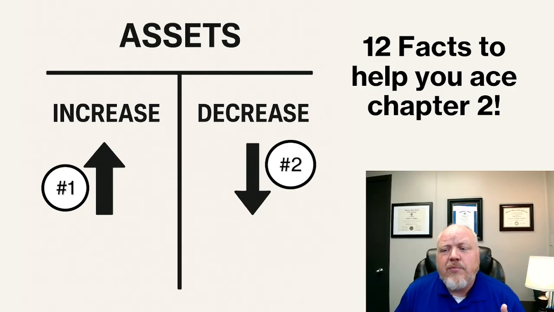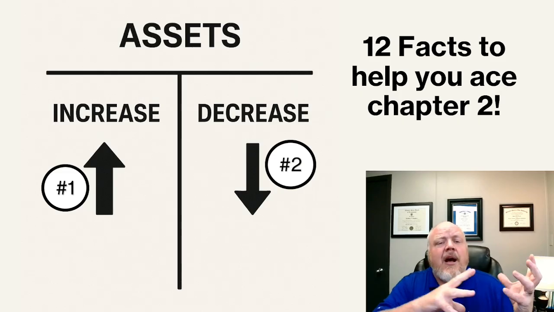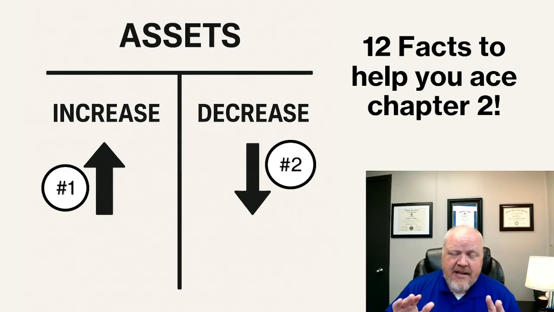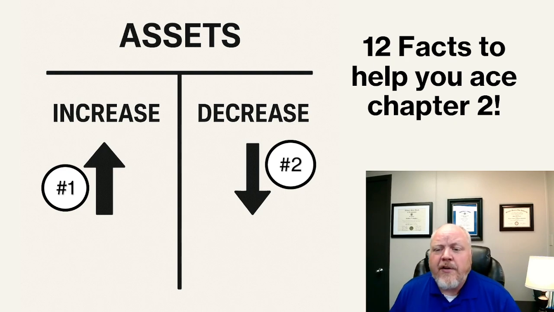So the first one is that each of these accounts have the debits and the credits work in different ways. And so some accounts, a debit increases the balance. Some accounts, a debit decreases the balance. And so these 12 facts, what accounts are increased with a debit or credit, are going to be so helpful for you to know. First fact is an asset increases with a debit.